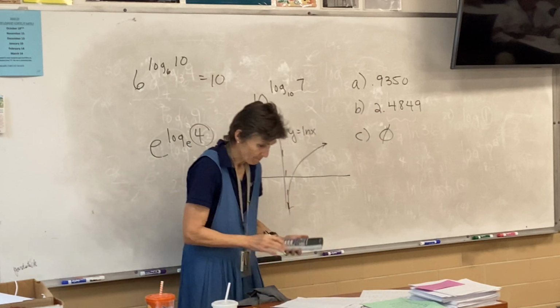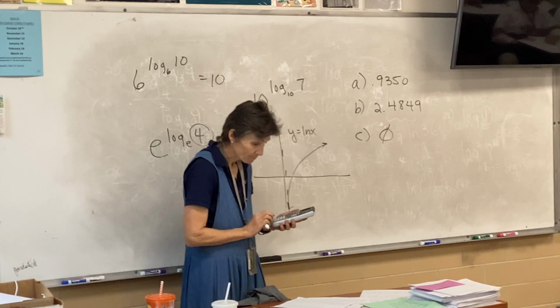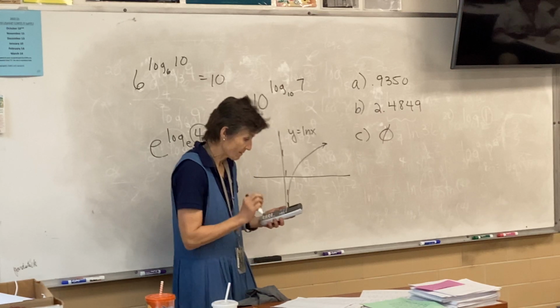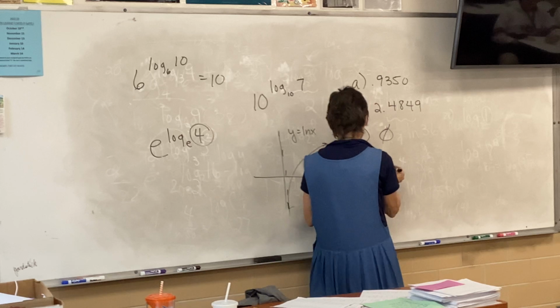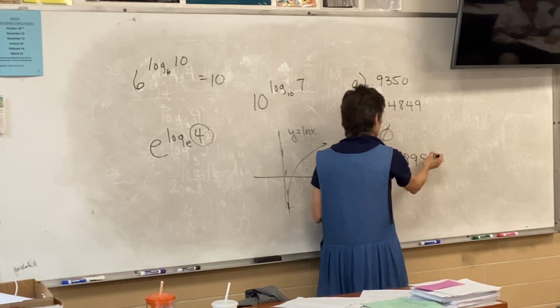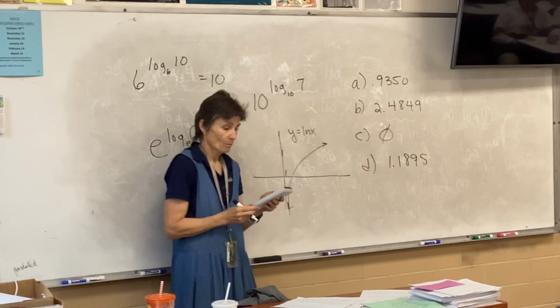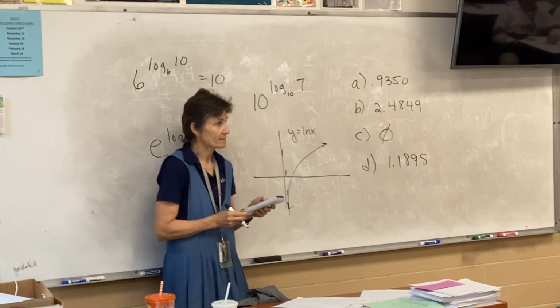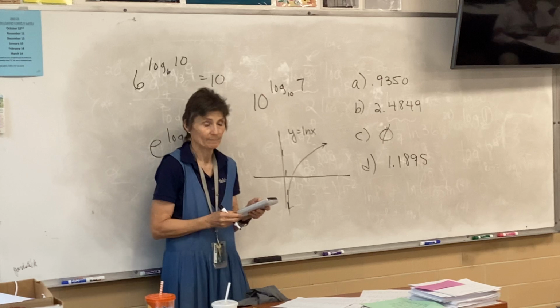All right, what about D? Log 15.47. What'd you get for D? 1.1895. Remember, when we say 4 decimal places, we mean after the decimal point.